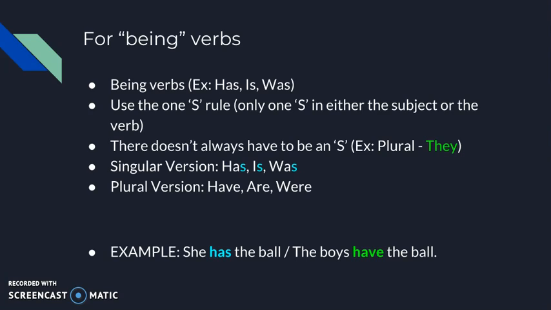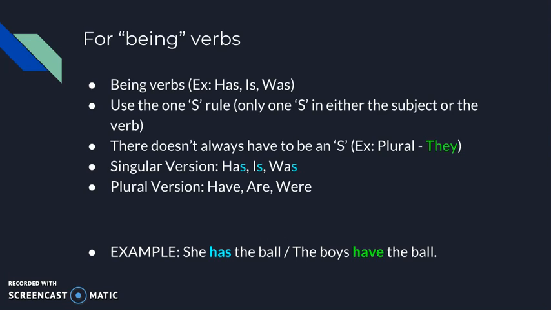The singular version of these being verbs are has, is, and was. The plural version of these being verbs are have, are, and were. When you have a singular subject, you keep the being verb with the s, such as has. And if you have a plural subject, you use the being verb without the s, such as have.